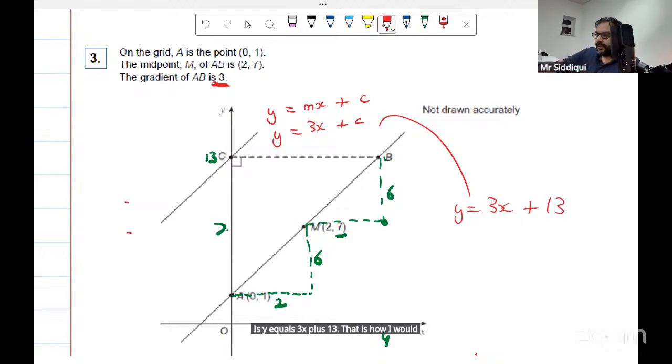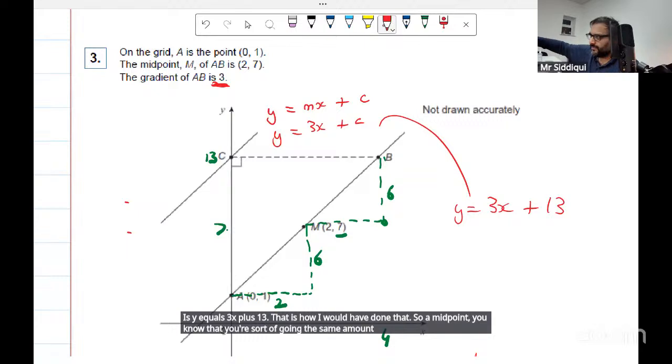So with a midpoint, you know that you're going the same amount across and up each time, and then you can figure it out from there.